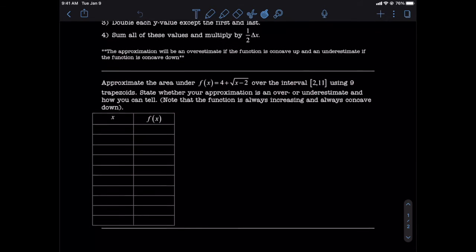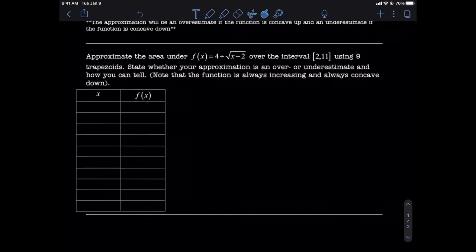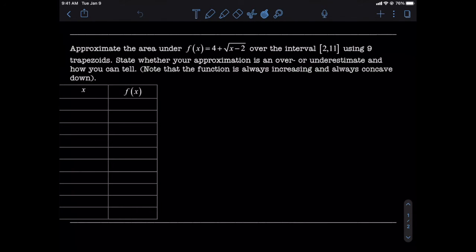In this problem, we're trying to approximate the area under f of x is equal to 4 plus the square root of x minus 2 over the interval from 2 to 11 inclusive using 9 trapezoids. We're also asked to state whether our approximation is going to be an over or an underestimate and to justify how we know. And then these cheeky cheekers give the answer away straight off. Note that the function is always increasing and always concave down. Hold on to that information, we'll bring it up again at the end.